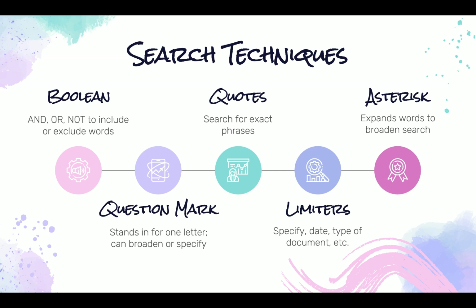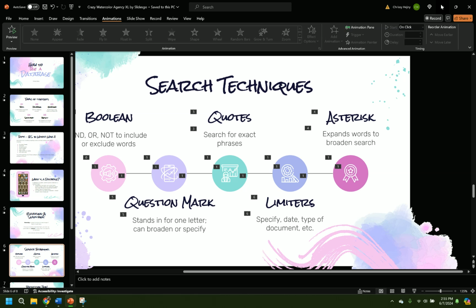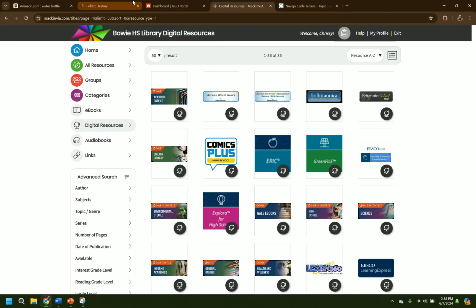And then the limiters, we saw those a little bit on Amazon when I specified the material of the water bottle that I wanted and the size of the water bottle, right? Those would be filters or limiters. And I'll show you how those work as well. So now let's go back and use some of these.